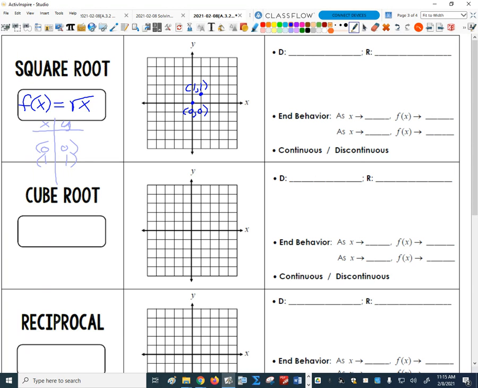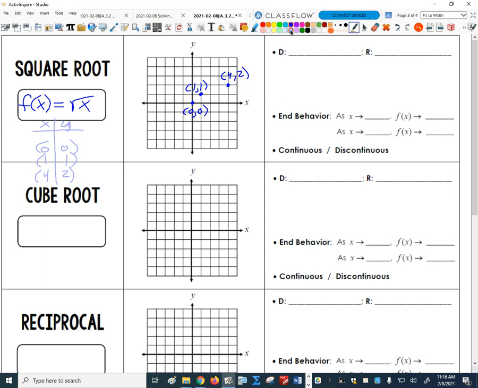Because 2 squared equals 4. So I input a 4, the square root of 4 is 2. So I go over 4 and up 2. And my graph's not very big, but the next one would be a 9, wouldn't it? I could input a 9 and the square root of 9 would be 3. So I'd go over 9 and up 3.